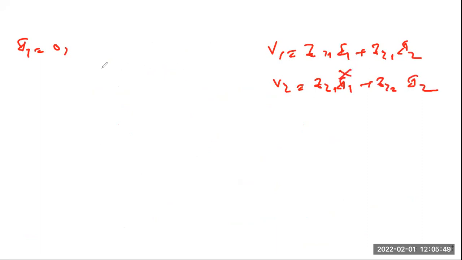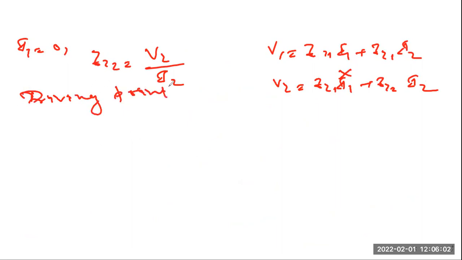This Z22 equal to V2 by I2. So this is known as the driving point output impedance. Is it clear? What is driving point input impedance and what is driving point output impedance?